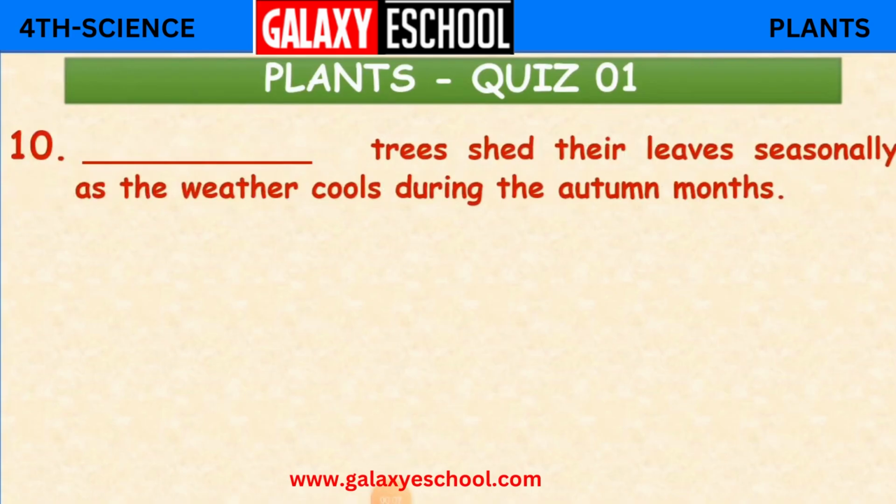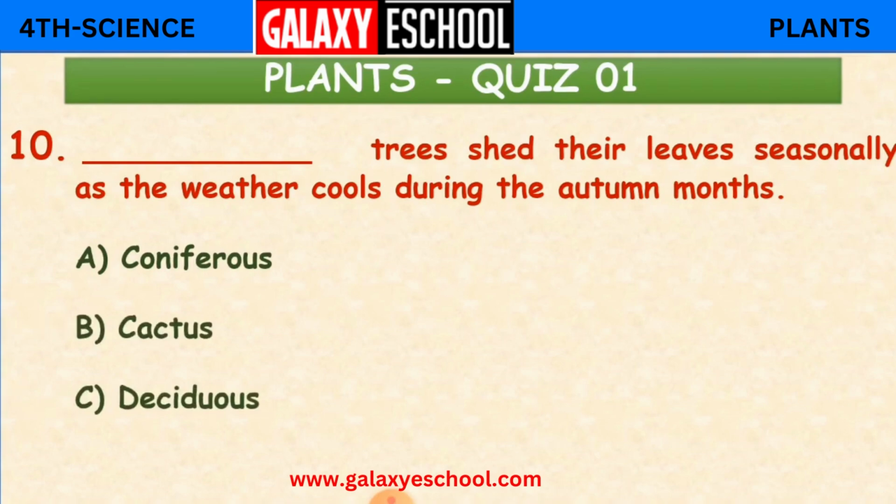Dash trees shed their leaves seasonally as the weather cools during the autumn months. So it is not in winters, it is in autumn months. These trees are going to shed their leaves. What are they? Coniferous, cactus, deciduous or duckweed. The answer is deciduous. Deciduous trees shed their leaves in autumn, and again they'll get new leaves in the month of spring. Okay, children, clear?